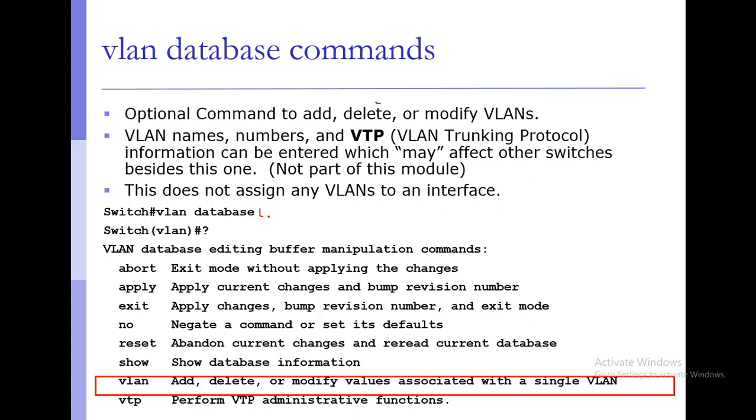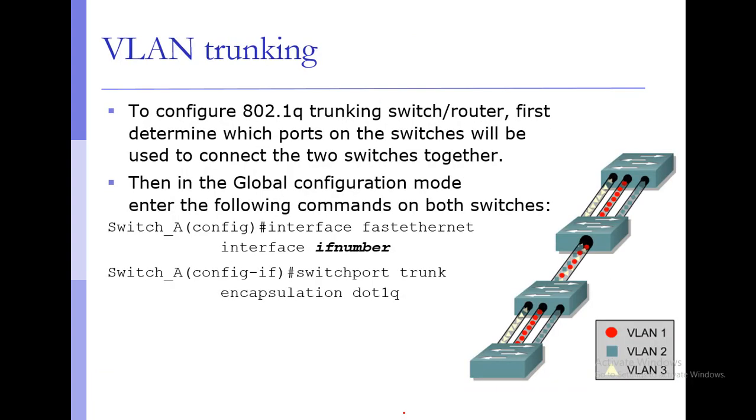The switch VLAN database gives you the database information, and by this you can basically abort, apply, exit, no, reset, show, and VLAN. In the VLAN command you can add, delete, modify values associated to any single VLAN. So you have to do it manually one by one. And in the last, this is VTP. VTP is basically VLAN Trunking Protocol. You can also perform some VTP administrative functions on that as well. So these are some commands that are used on the VLAN database.